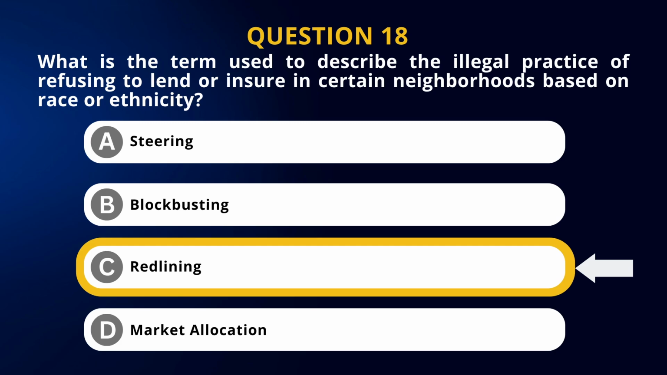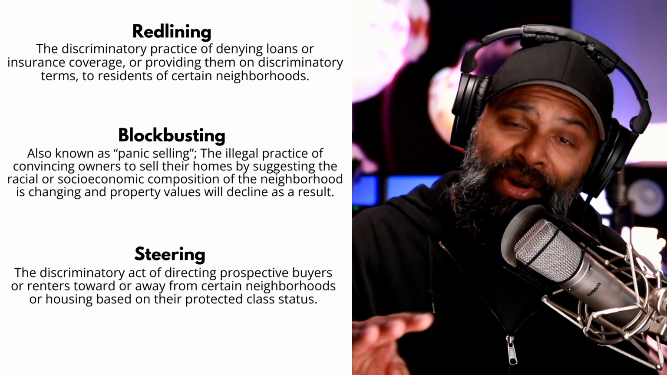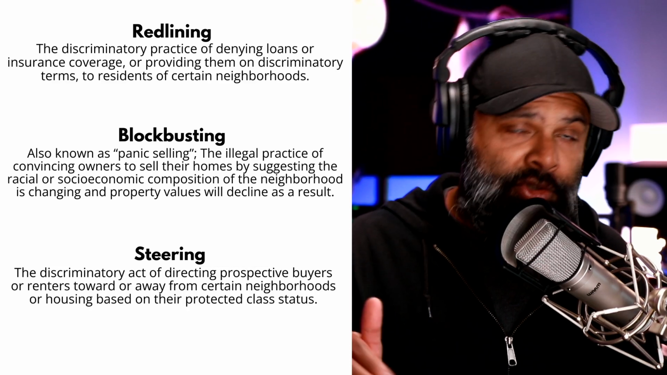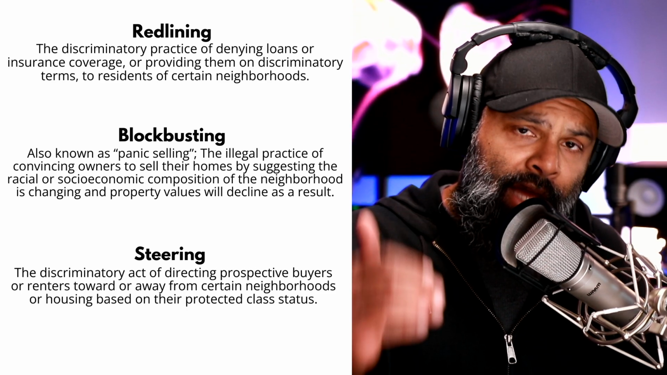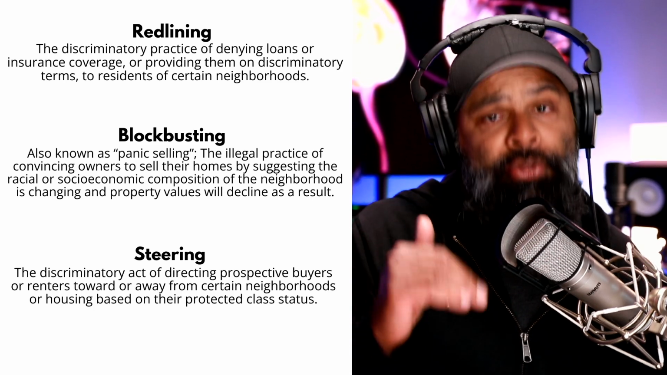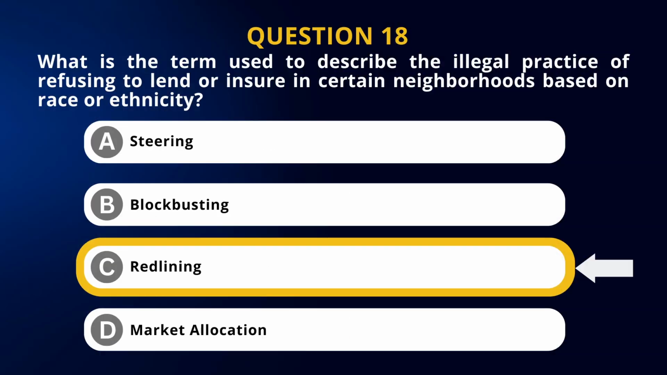Absolutely on exams. Blockbusting, steering, redlining. You want to know the definition of all of those. Market allocation deals with the Sherman Antitrust Act. And so that is a thing. So all of these four items happen to be legit things that you need to study. But the three that are anti-discriminatory are steering, blockbusting, and redlining. You want to know the definitions forwards, backwards, front, behind, the whole thing for these phrases. I guarantee these will be on your exams.